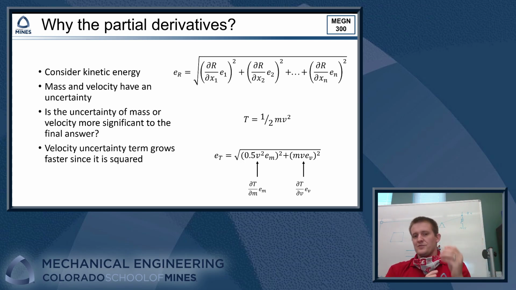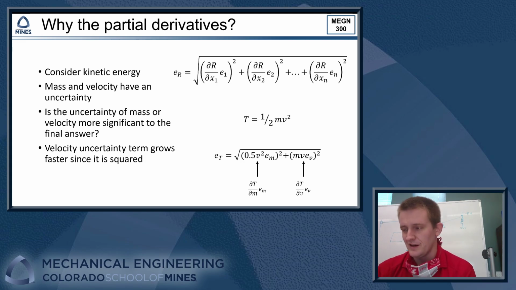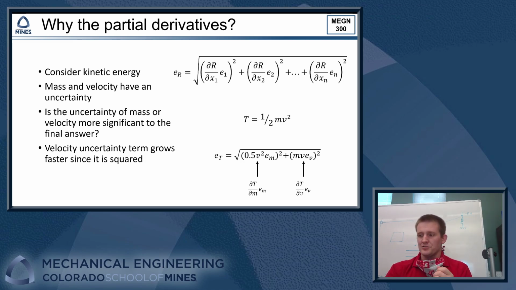Now, if you have uncertainty in both mass and velocity, which of those uncertainties is going to be the most important? For most combinations of mass and velocity, the velocity uncertainty is going to be more important because it's squared, right? So it's going to grow faster than the uncertainty in the mass. By taking these partial derivatives, we can weight the uncertainty in this sum to make certain uncertainties more important than others, right? And that is the idea behind the partial derivatives.